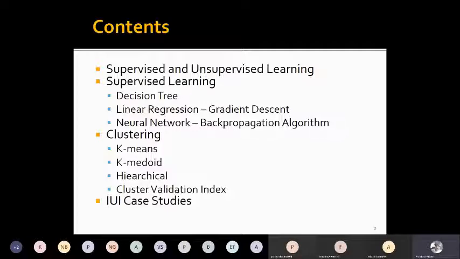We'll spend one slide on cluster validation index, but as I told before, later on we will have a separate lecture on machine learning model validation. And then, as in our previous lectures, we will have two IUI case studies. Although in the later lectures, as I mentioned, in the multimodal human-robot interaction lecture or automotive and aviation user interface lectures, you will find more case studies on machine learning for developing intelligent user interfaces.